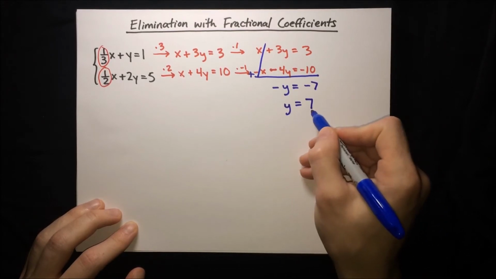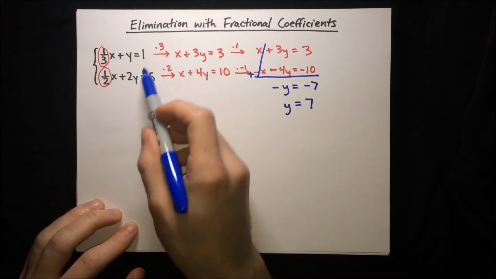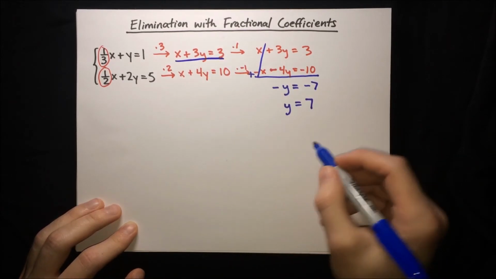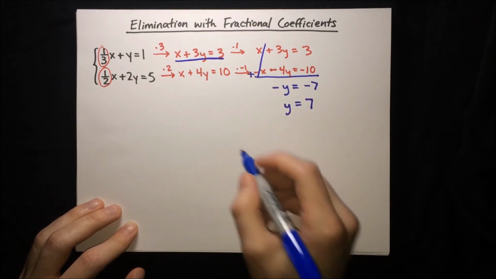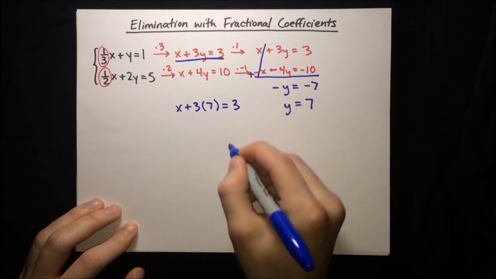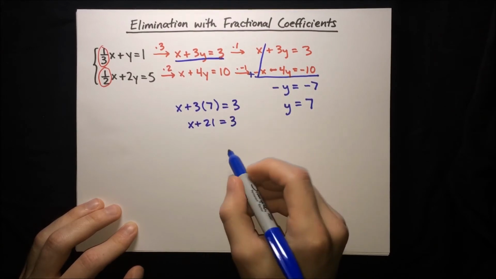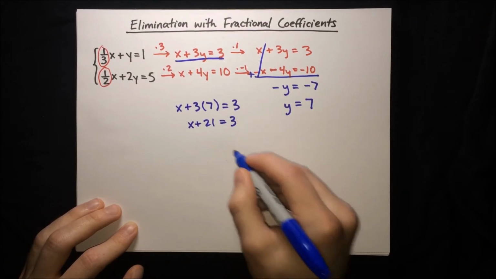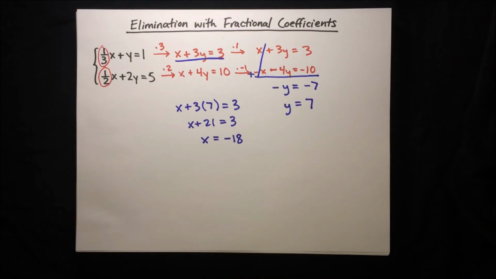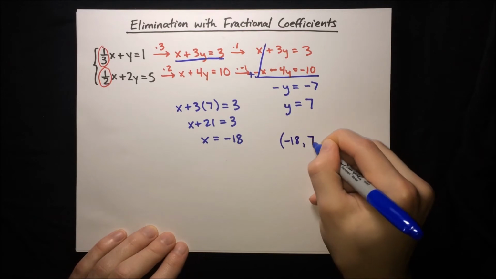Great, now we've got one of the variables and the rest is pretty straightforward. We just need to substitute y equals 7 into one of these equations to solve for x. So why don't we choose, say, this one again. So substituting y equals 7 into this equation, we get x plus 3 times 7 equals 3. And we'll just go ahead and compute this. So x plus 21 equals 3. And subtract 21 from both sides, we get x equals -18. So our solution then is just x equals -18 and y equals 7.